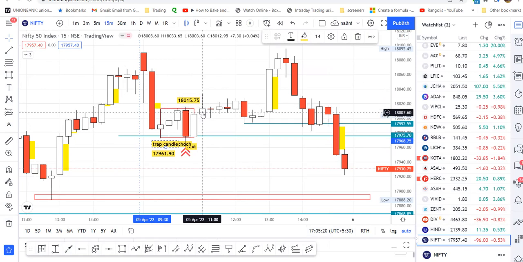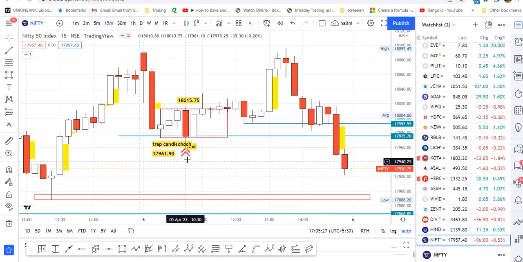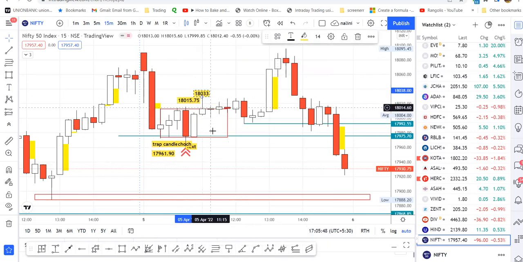made a high of 18,033, and then I'll drag this range. This was not very visible. So this candle made a low of 17,961, and this candle made a high of 18,033. This confirmed to me that the market is going to go up. What is it showing? Higher high. But it closed inside the range.